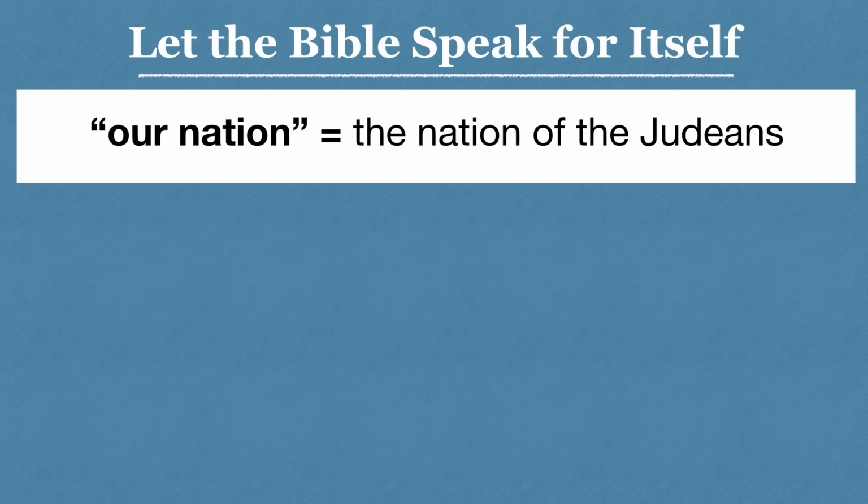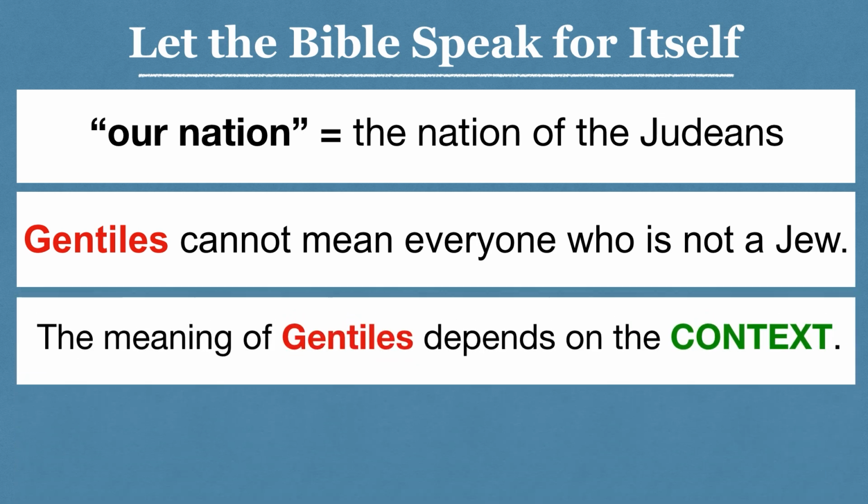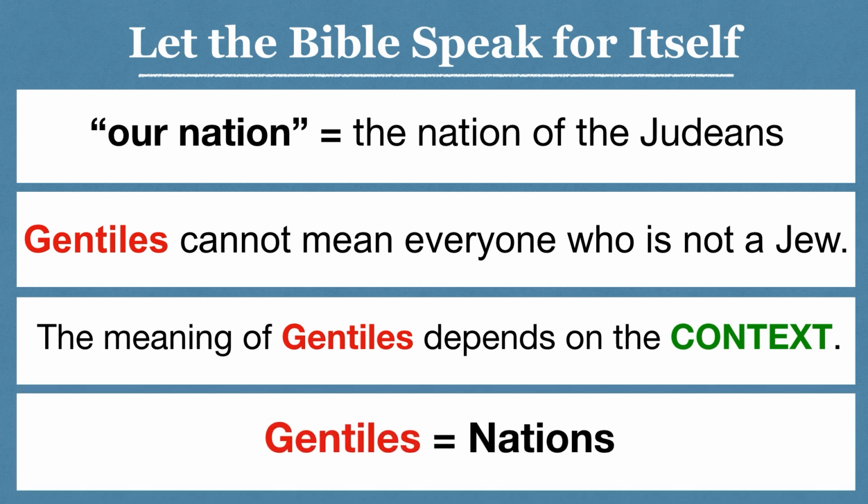In this story, the Judean elders identified themselves with our nation, meaning the nation of the Judeans or house of Judah. So, in this case, one could say that nation or Gentile means the nation of the Jews or Judeans. If that is so, then Gentiles cannot mean everyone else who is not a Jew. The meaning of Gentiles depends on the context in which it is used. It simply means nations.